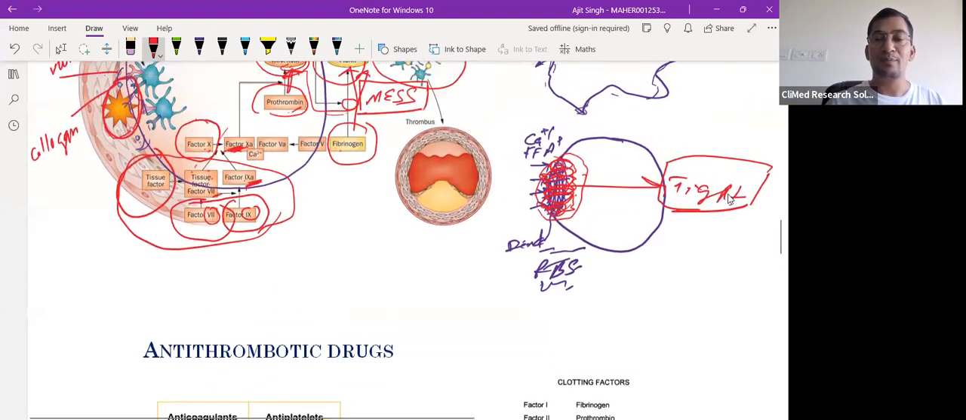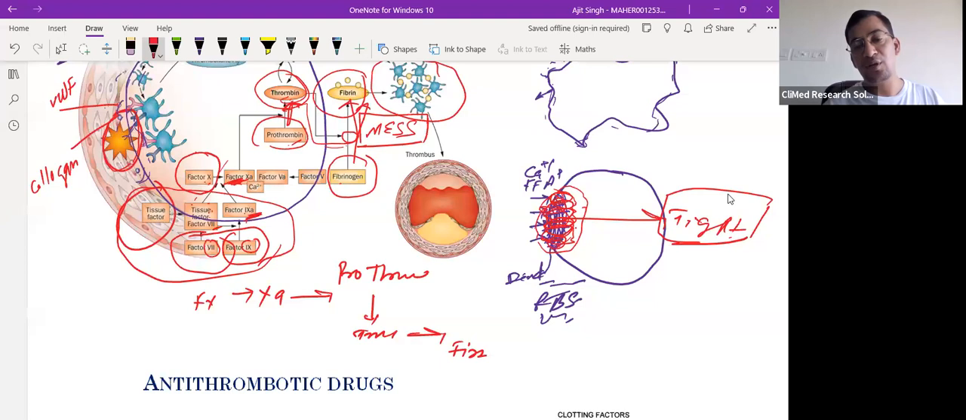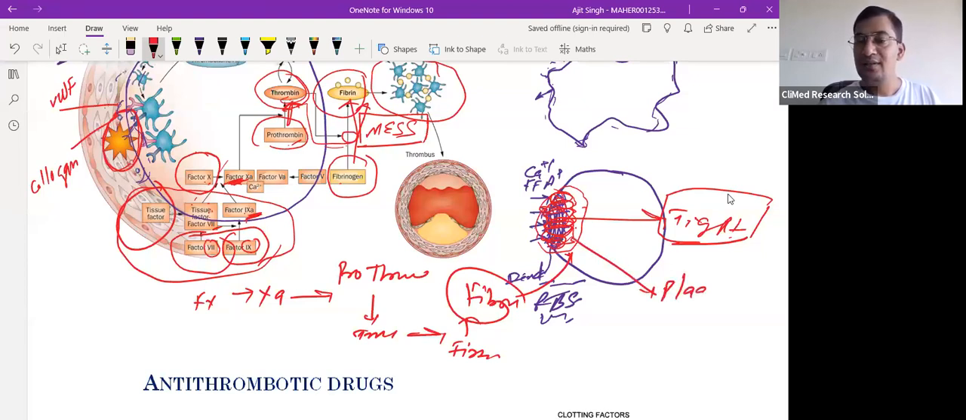So usually what has happened here, first of all, there was factor X. Okay, factor X was converted into Xa, the activated form, and factor Xa converted prothrombin, which is the pro-hormone of thrombin, into thrombin, and thrombin is converting fibrinogen to fibrin. Okay, and this fibrin is going here and making this mass strong. Okay, so this is now the strong plaque. This is called plaque formation or clot formation.